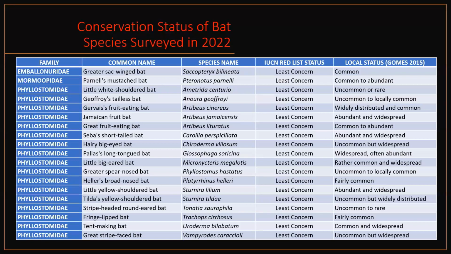Here you can see the list of species that we caught on this survey, the IUCN Red List status, as well as the local status of these bats attributed to Jeffrey Gomes' Field Guide of Bats in Trinidad and Tobago. So most of the bat species caught were common to abundant, with a few being classified as rare or uncommon, but this is due to sampling effort over time. If we have more sampling going on, most of these bats will be more common.